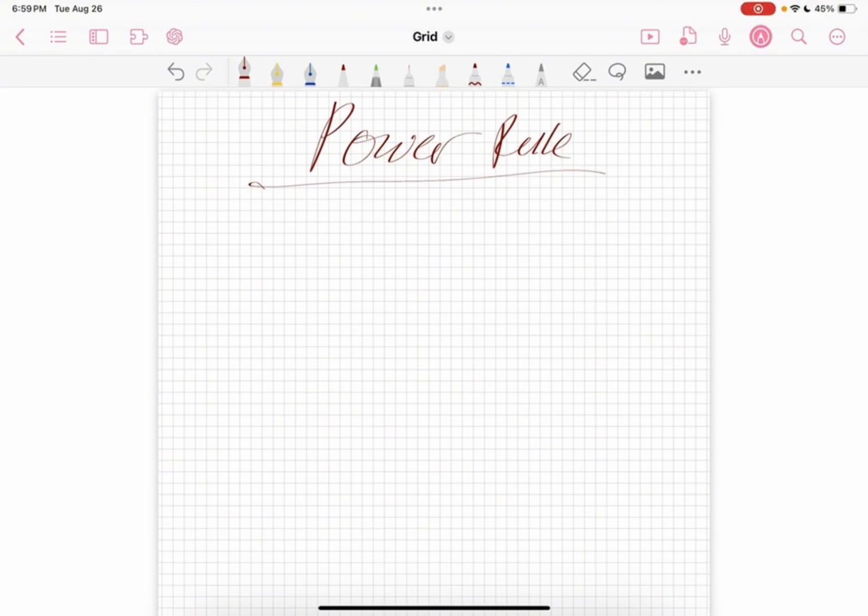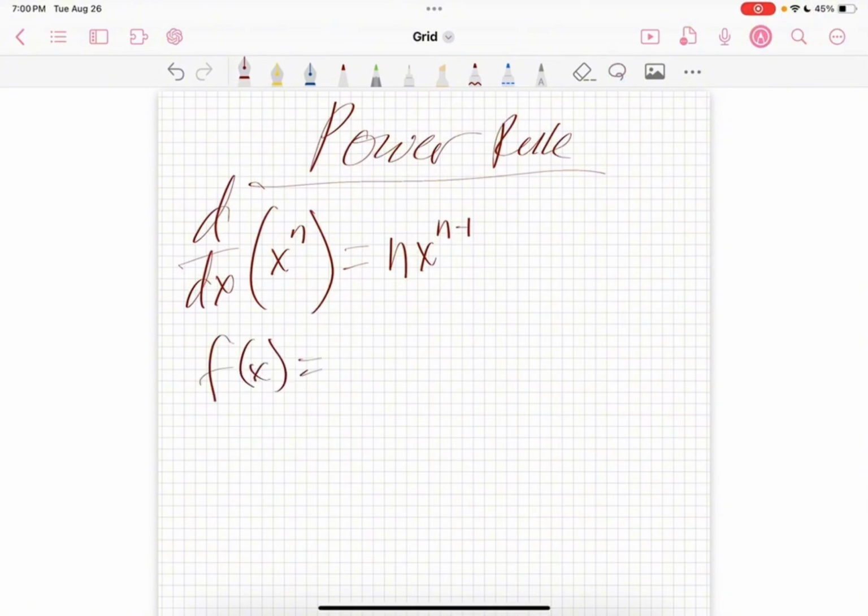Rule number 2 is the power rule, where the derivative with respect to x of x to the nth power equals nx to the n minus 1. For our first example, we are given f of x equals x squared. The exponent 2, put it in front, and it'll be 2x to the power of 2 minus 1, which equals 2x. And that would be f prime of x equals 2x, and that'll be your answer.